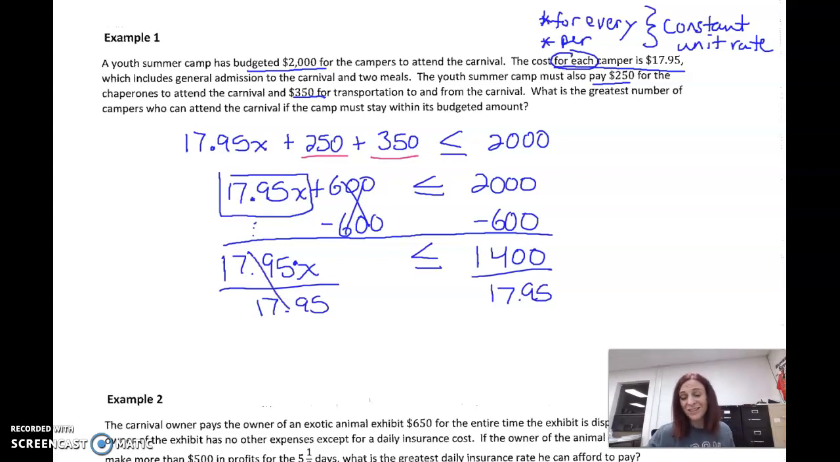17.95 divided by 17.95 is 1x. If you grab your calculator and take 1,400 and divide it by 17.95, you get 77.9944, and so on. Okay, let's come back to that. Now, the last thing I do, the only difference from solving an equation, is I ask myself, I divided, nothing wrong with that. Did I divide by a negative number? Nope. So my inequality symbol is preserved.